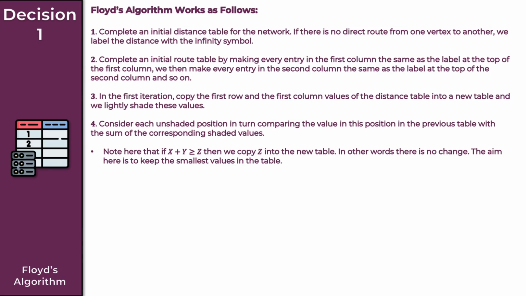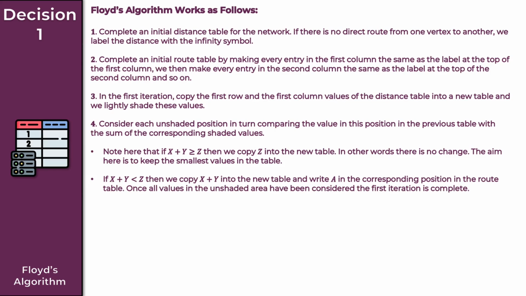There are 2 points to note here. First, if x plus y is greater than or equal to z, then we copy z into the new table. In other words, there's no change, right? The aim here is to keep the smallest possible values in the table. For the second point, if x plus y is strictly less than z, then we copy x plus y into the new table, and we write a in the corresponding position in the route table. Once all the values in the unshaded area have been considered, the first iteration is complete.